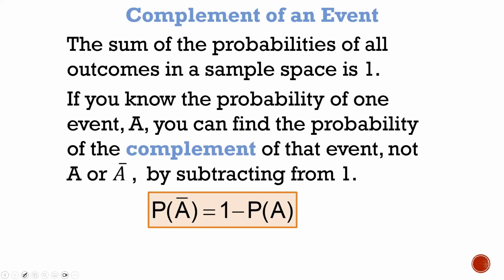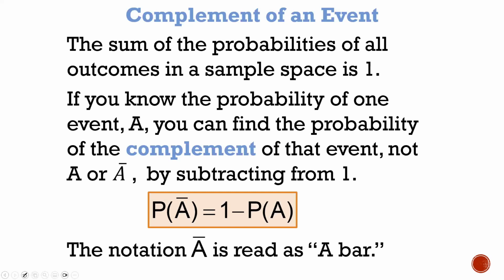You can read this symbol as a bar. You might also see something like this, which could also mean the same. So you can read this as probability of not A, or probability of A bar, or probability of complement A.